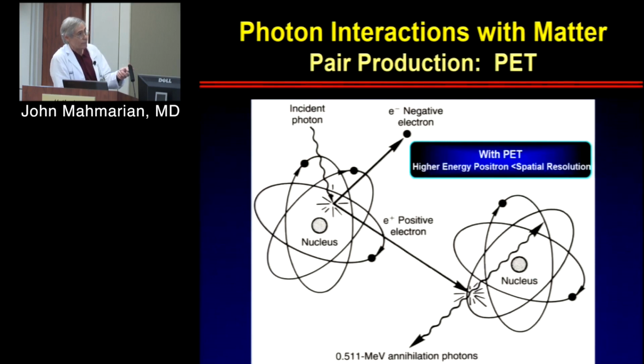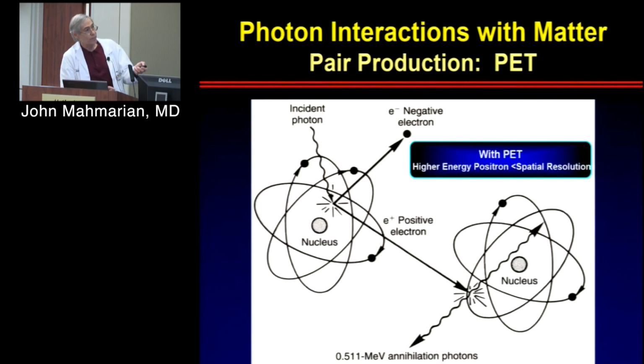You have an incident photon coming in here. You get a negative electron and a positive electron, or a positron. And then when you inject these things into patients, that's when you get an annihilation effect. And depending on the distance from where the positron is emitted and where it's annihilated will determine partially the spatial resolution of the radiotracer, of the PET imaging procedure you're performing.